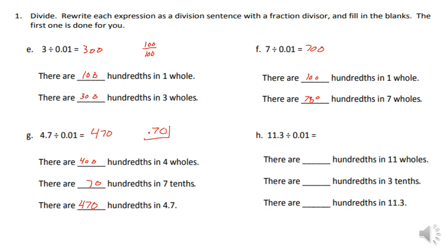Now on H, once again, 11 wholes, so it's going to be 11 times as much as one whole, so it's going to be 110 hundredths. And we're talking about 3 tenths. If I write 3 tenths here, but I'm talking hundredths, that would be 30 hundredths. That means we would end up with 140 hundredths in 11.3. That doesn't make sense. Something went wrong here. Let me take a look.